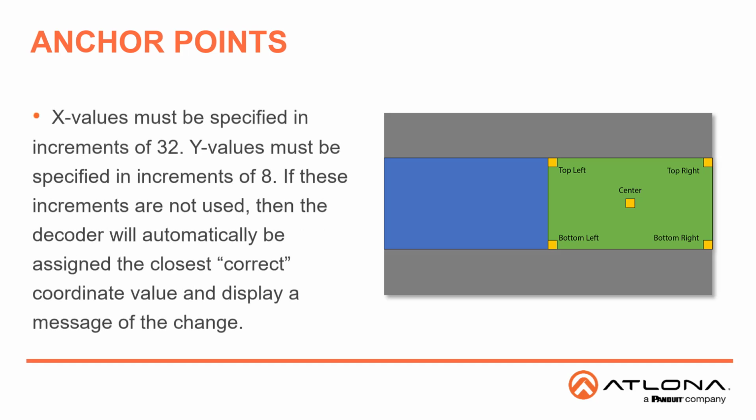Because of the way the VCX codecs work, anchor points must be placed on coordinates where the X value is divisible by 32 and the Y value is divisible by 8. If a coordinate entered does not meet the requirements, then the decoder will automatically snap the coordinates and notify the user of the change.